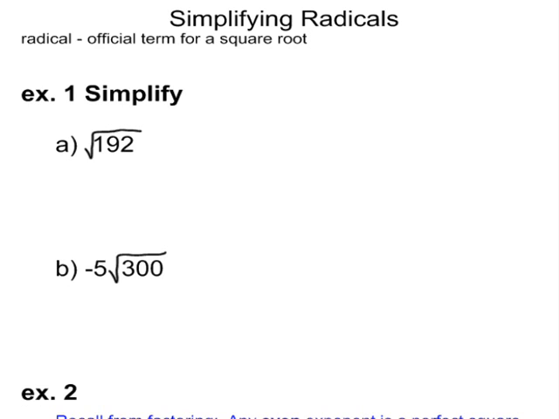So let's look at our first example A. We have the square root of 192, and we're going to have to think about some factors that are perfect squares that are factors of 192. There is only one pair that works in this case, and that would be 64, which is a perfect square, and 3. So I'm going to rewrite 192 to look like 64 times 3, and I'm going to put that underneath the radical, and what that allows me to do is to kind of break it apart.